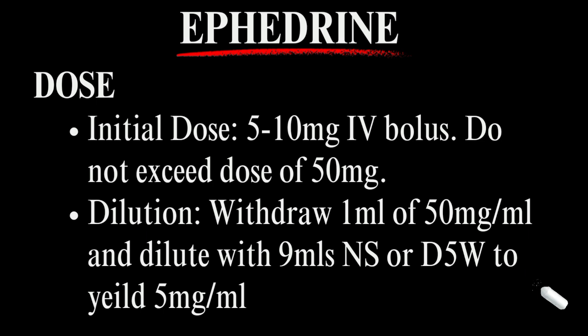It comes in a concentration of 50 milligram per ml. So in order for you to get your desired dose, you have to dilute 1 ml of the 50 milligram per ml with 9 ml of normal saline or 5% dextrose to yield a concentration of 5 milligram per ml.